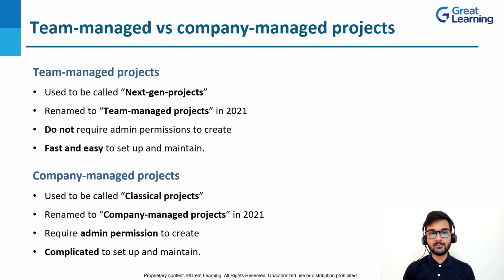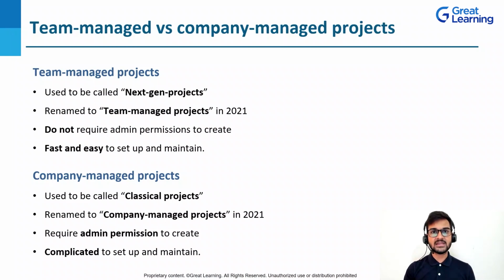So if you talk about company managed projects, these used to be called classical projects and these were renamed to company managed projects again in 2021, just like the team managed projects. These require admin permission to create and these are complicated to set up and maintain. Why is all this happening? It is very simple to understand. There are two types of projects that you can create in Jira. Number one, team managed projects. Number two, company managed projects.